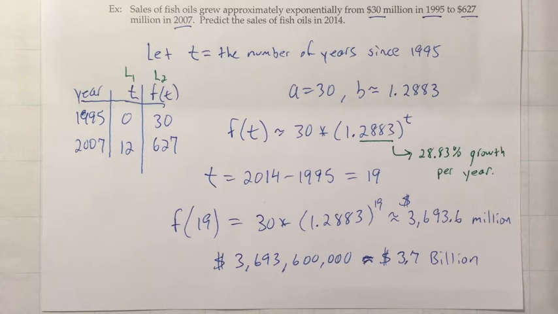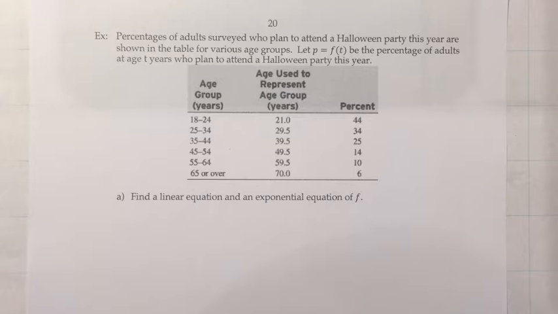All right. Okay, next example. Percentages of adults surveyed who plan to attend a Halloween party this year are shown in the table for various age groups. Let's let P, which will be f of t in function notation, be the percentage of adults at age t years old who plan to attend a Halloween party this year.